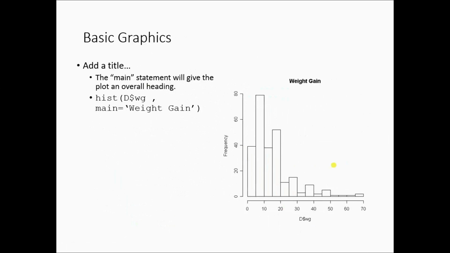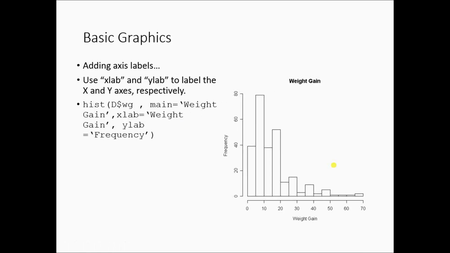To add a title, in the hist function, the title goes as an argument. So main is the name of the plot you have. You give the plot name as weight gain, here in this case. This is how to plot your data and give names for it.